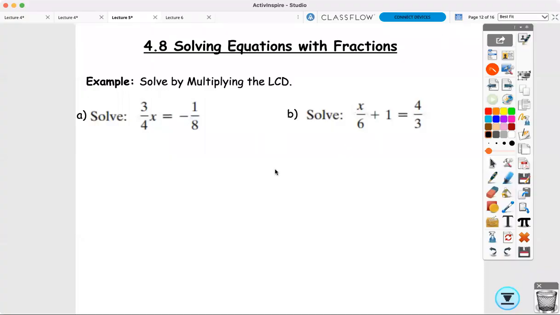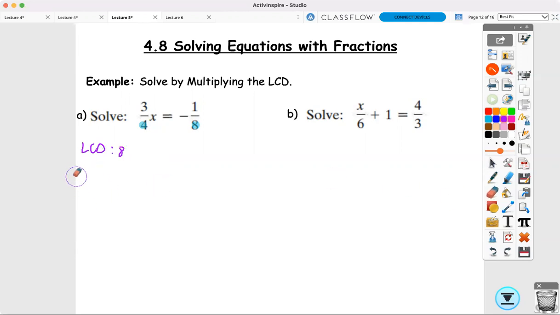All right, 4.8, solving equations with fractions. So example, solve by multiplying the LCD. We have two different denominators, 4 and 8. Now, what is the LCD? Remember, there are two ways to find it: listing out the multiples or doing the prime factorization. I'm just going to do the multiples of this one. It's pretty simple. We have 8 and 4. So 8 is the LCD. So the LCD is 8, right?